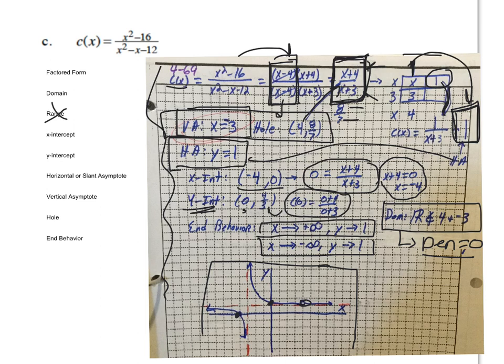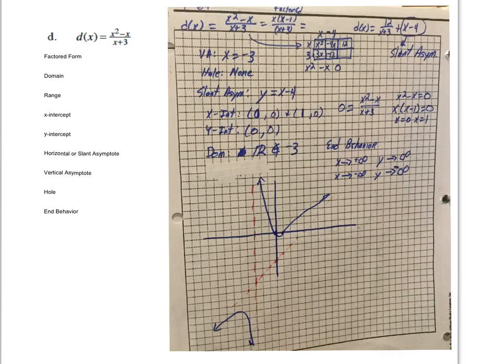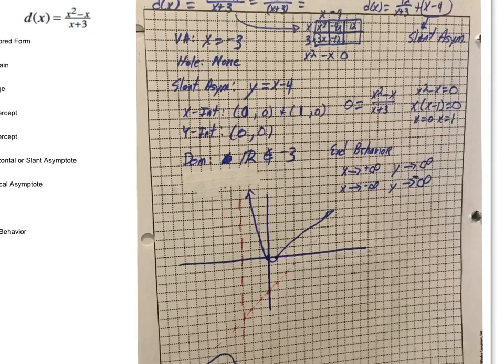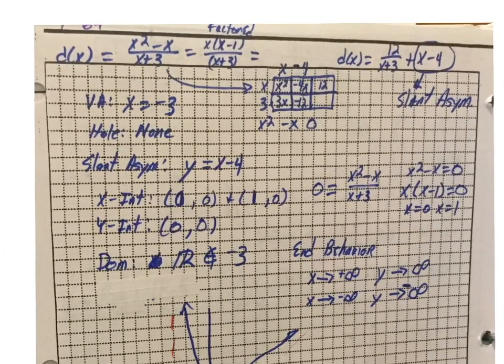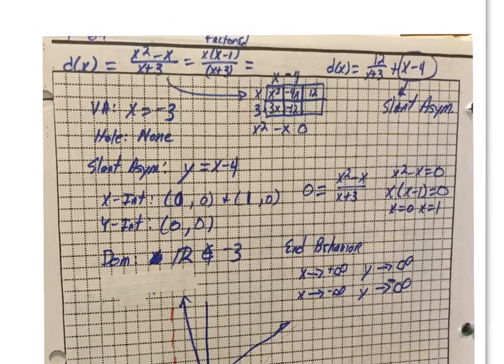I will do one more of these, especially trying to emphasize this polynomial division. Okay, let's take d of x equaling x squared minus x all over x plus 3. If I take the equation and write it in factored form, I'm going to factor out an x in the numerator. So I have x times (x minus 1) all over x plus 3.